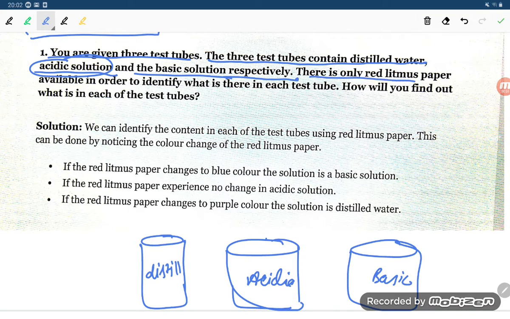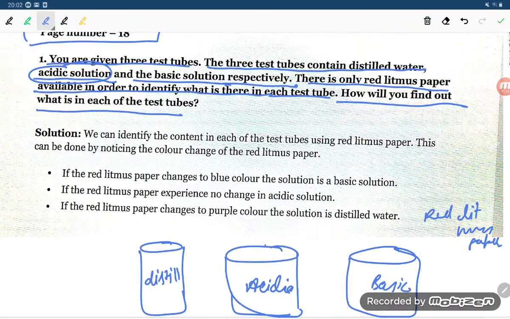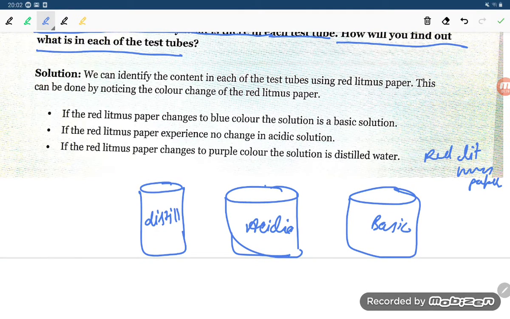Now there is only red litmus paper available in order to identify what is in each test tube. How will you find out what is in each of the test tubes? You have only the red litmus. If you put the red litmus in these solutions, let us read it out first, then we will explain.